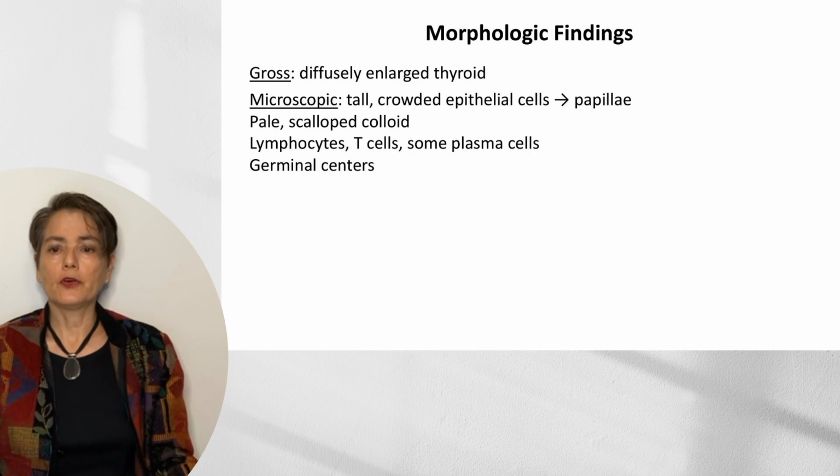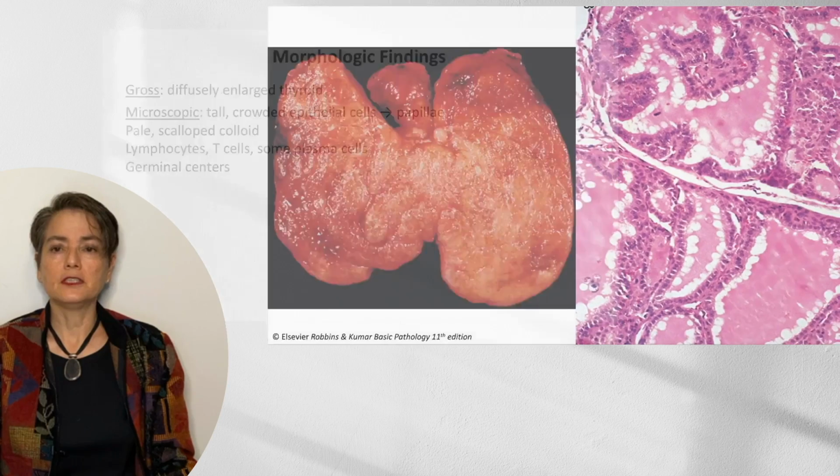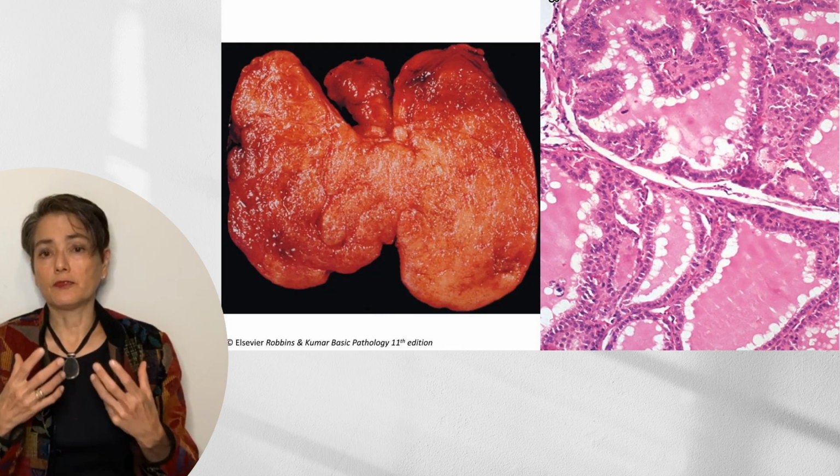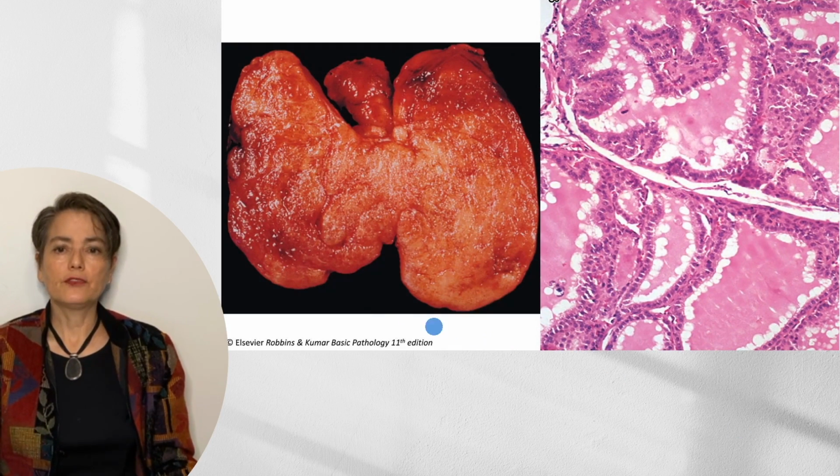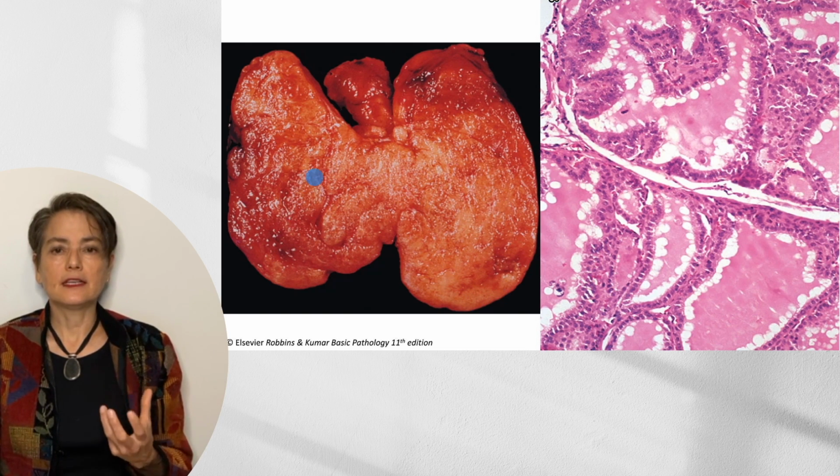I'm not going to show you those because they're quite similar to what we see in the other diseases. I'm going to focus here on just the really classic findings. So here you see this just really beefy, bulging, enlarged thyroid gland. It's fairly homogeneous, and you can see that it has this glistening appearance.